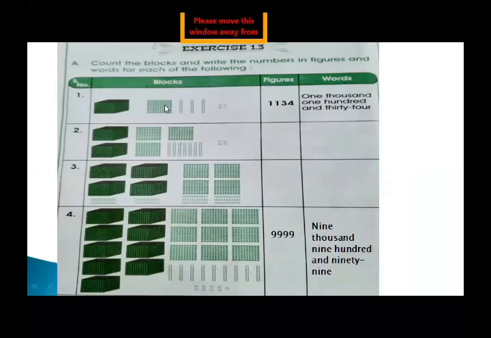Then how many boxes of hundreds are given here? Only 1. You will write 1 here. How many columns of tens are given here? 3. You will write 3 here. And how many blocks of units? 4. So you will write 4 here. In words, 1134.